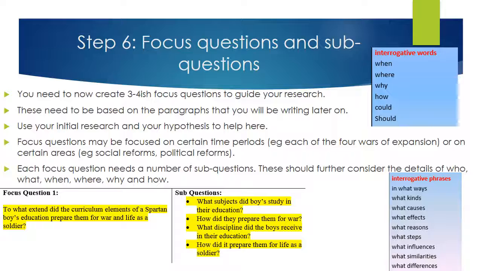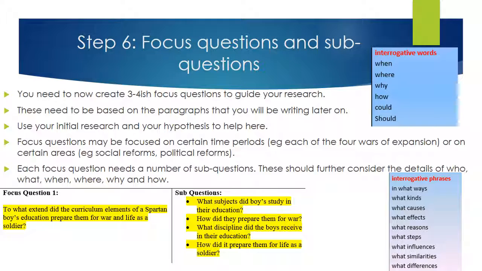And the last of these initial steps is your focus questions and sub-questions. You'll need about 3 to 4 focus questions to guide your research. They should be based on the paragraphs that you're planning on writing later on. Use your initial research and your hypothesis to help work out what these questions will be. They might be focused on a certain time period, for example, each of the 4 wars of expansion, or on a certain area, social, political, economic, etc.